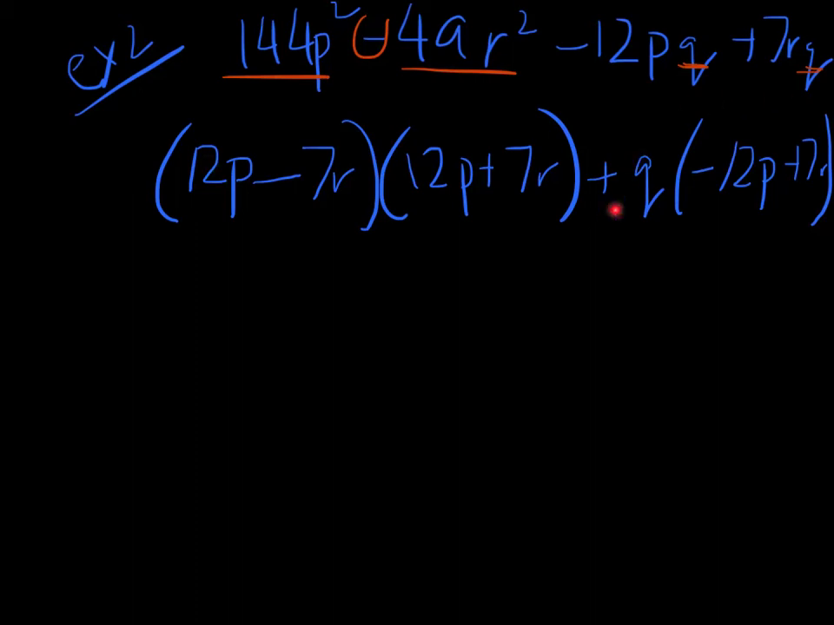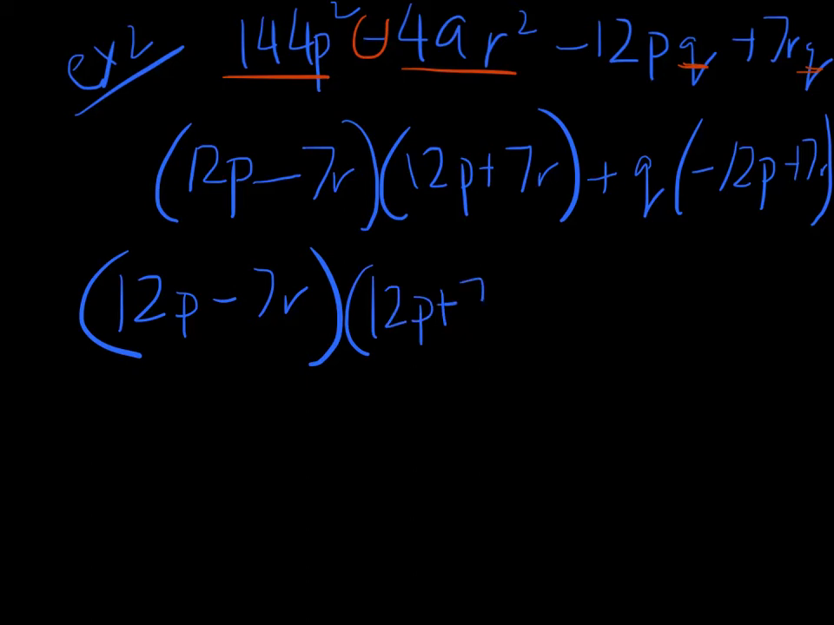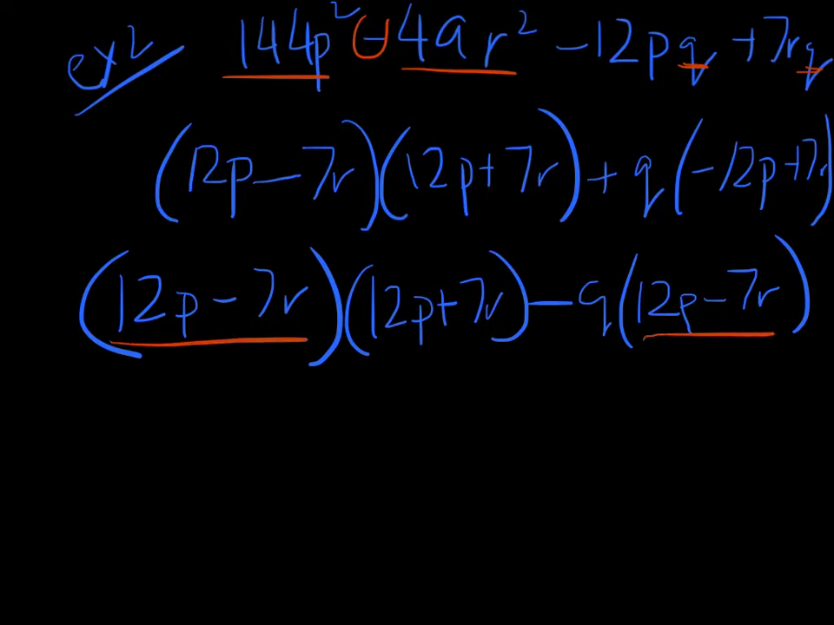So what happens if I then multiply everything here at the back by negative 1? I'll get 12p, leave the same at the front, 12p plus 7r. And then I'm going to have minus q, and all the signs change. So I've got plus 12p minus 7r. Now, you should be able to say, well, actually, that's a binomial factor with that. So that can come to the front.